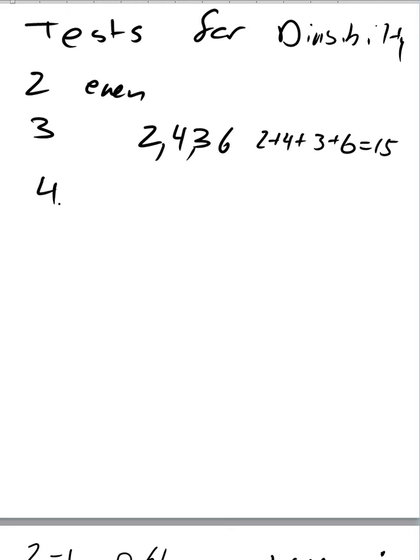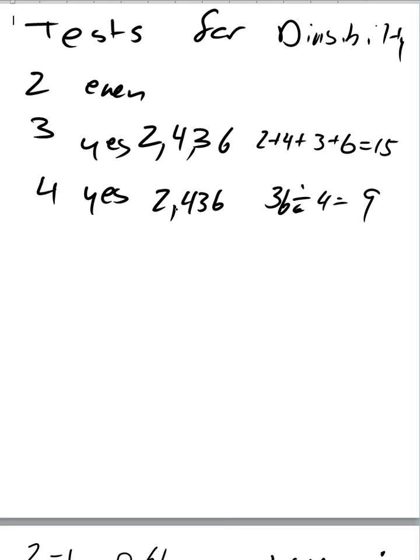For the number 4, okay, obviously it's going to have to be even because 2 was even there. But what you can do is you can look at the last 2 digits of a number, and if that is divisible by 4, then that number is divisible by 4. Using our same number, 2,436, is 36 divisible by 4? Why, yes, it is. You get an answer of 9. So that you know that this number is divisible by 4. 5, of course, is a pretty easy one. That number has to end in 5 or 0 to be divisible by 5.